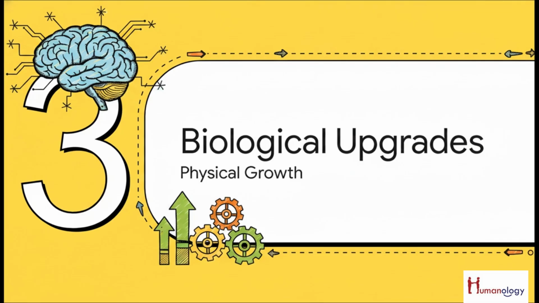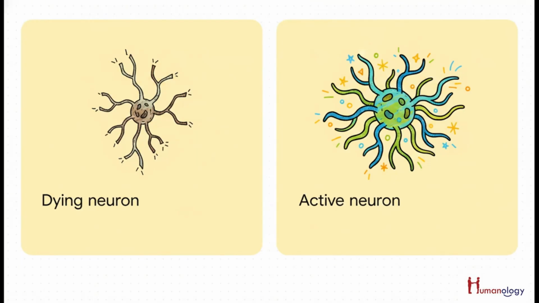Section 3, biological brain upgrades. So what exactly happens when you apply these three training techniques? Honestly, the results of a module become truly incredible. We're looking at a stark physiological contrast here. On one side, we have the dying neuron, starved of activity, physically retracting. And on the other side, the active neuron.